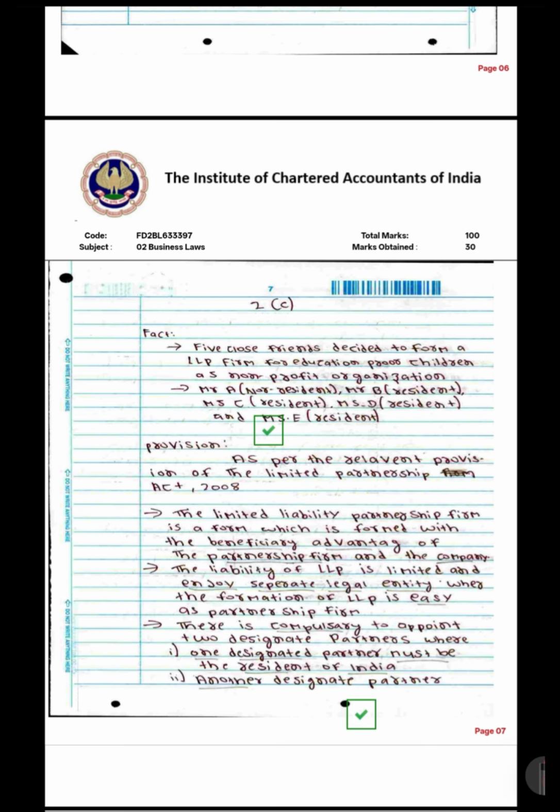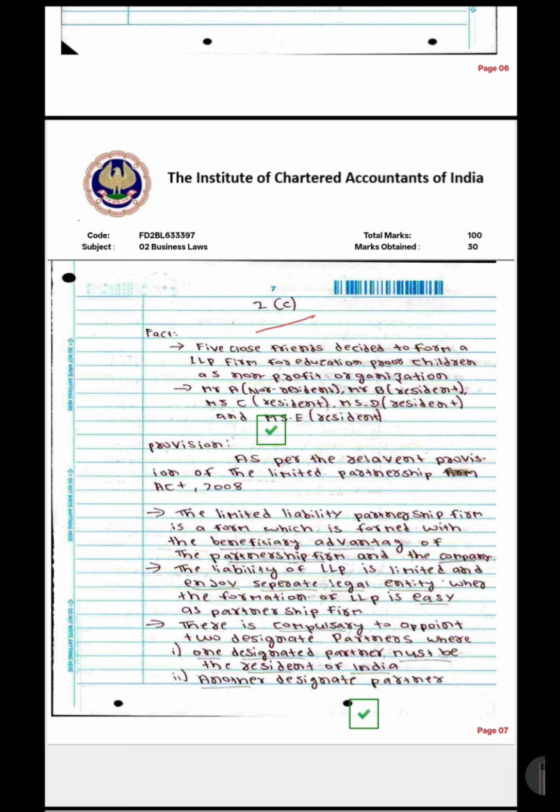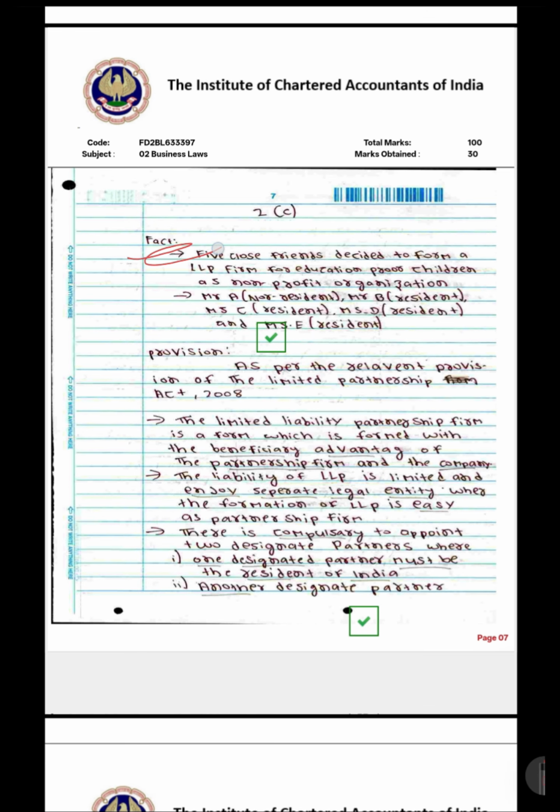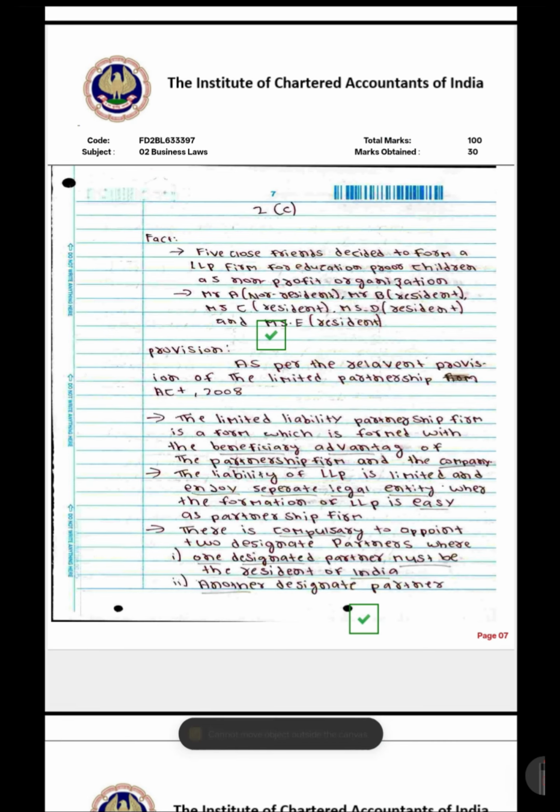After that I went to question number 2C. As you can see, the pattern I followed here was that I wrote the fact first, and this might be my possible mistake in this examination. I have realized that while writing the answer we have to start with the provision, fact and then at the end the conclusion. But what I did here was directly start with the fact. That is the mistake I made in this examination.